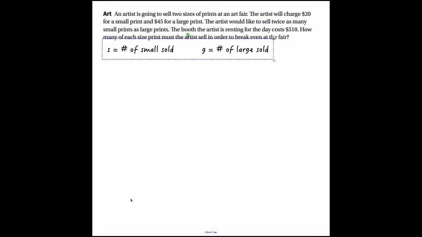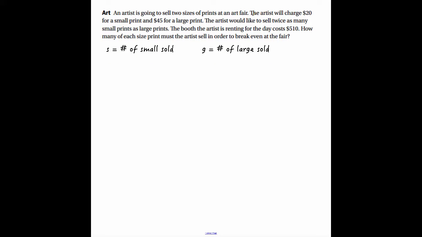So now that I've defined my 2 variables, I'm going to take a look at my sentences. These are what deal with quantity, and in here I have some money. So let's take a look at what the money values I have. It says the artist will charge $20 for a small, $45 for a large. And then finally it says the booth the artist is renting costs $510 a day. So all of these have to do with money. The other sentence says the artist would like to sell twice as many small prints as large prints, and that has to do with quantity. So usually when I have something that deals with money and something else that deals with quantity, those are going to be 2 separate equations.